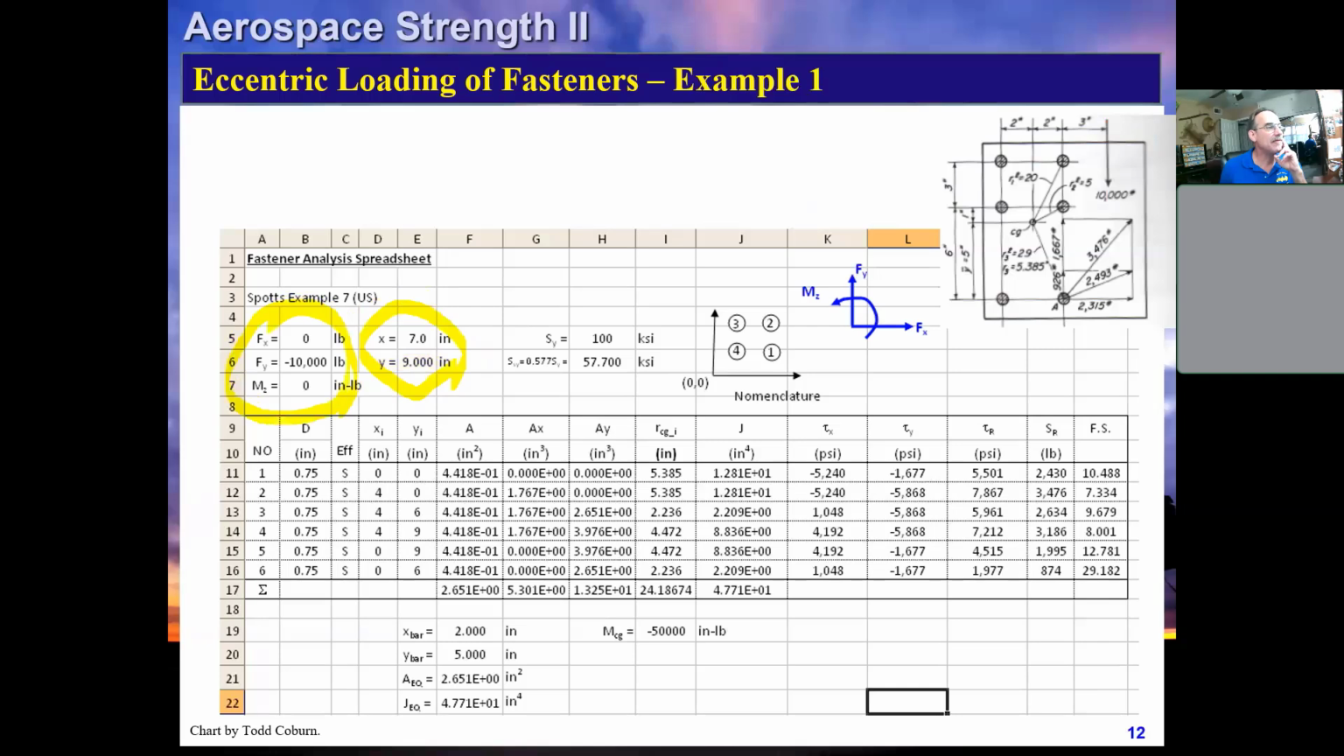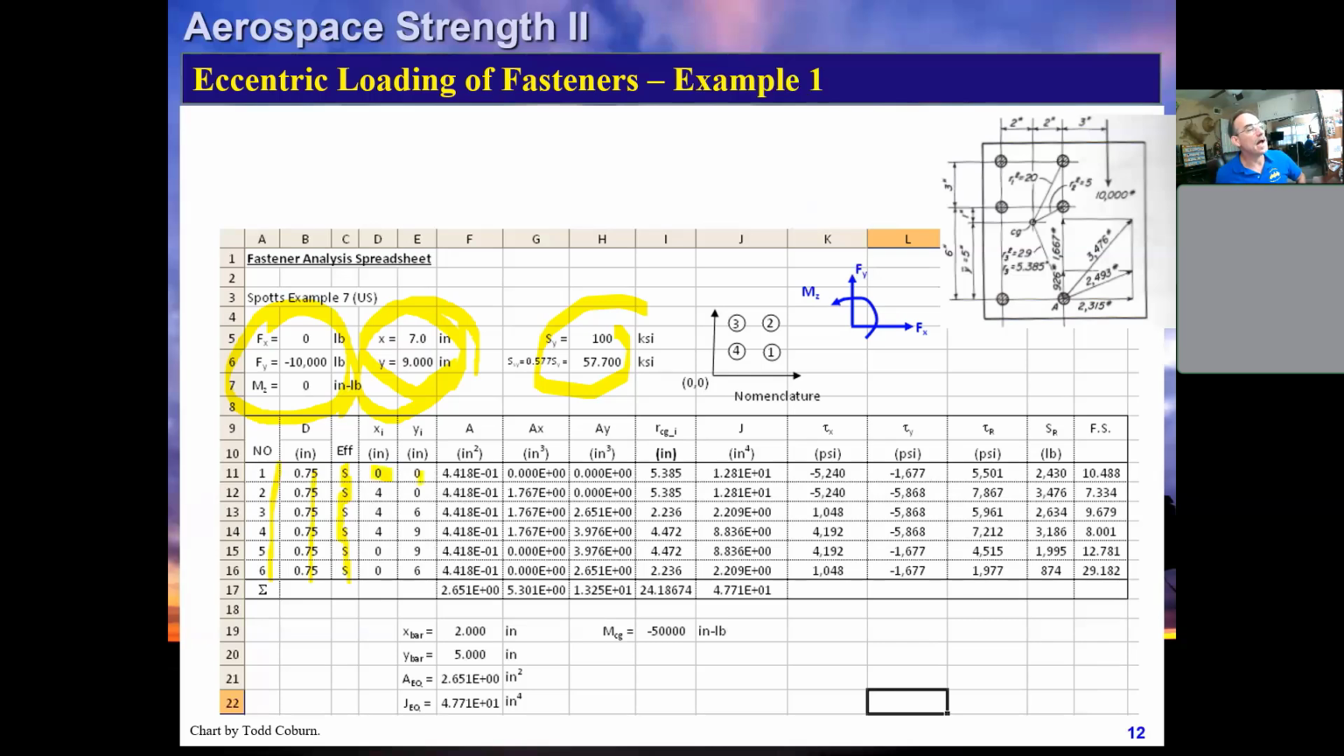Okay, so these are applied forces. These are our location of the loads. I actually have some allowables here. We're not going to use SY. We're going to use SU, the ultimate, right? Once again, we have 6 fasteners. We have the diameter of each. You can ignore this. I use this as a way to, with some if statements, determine if some fasteners become ineffective. It allows me to analyze that quickly.